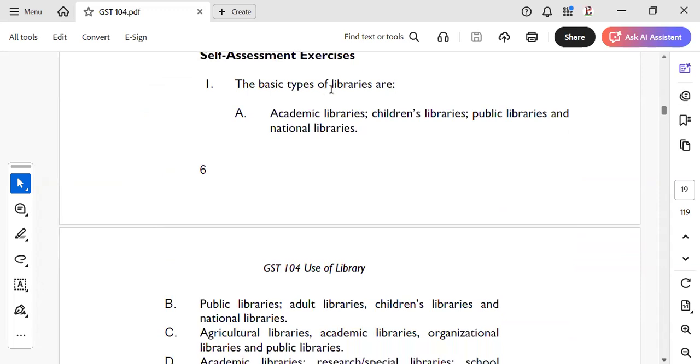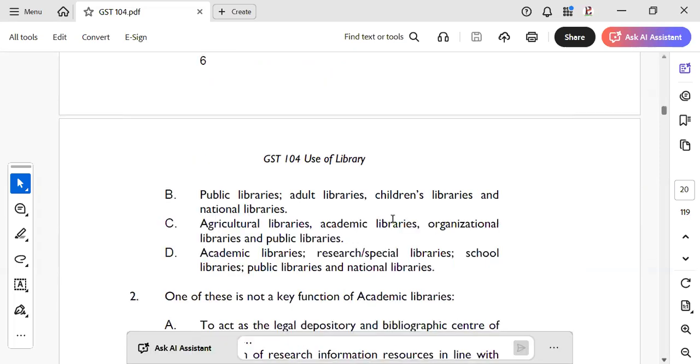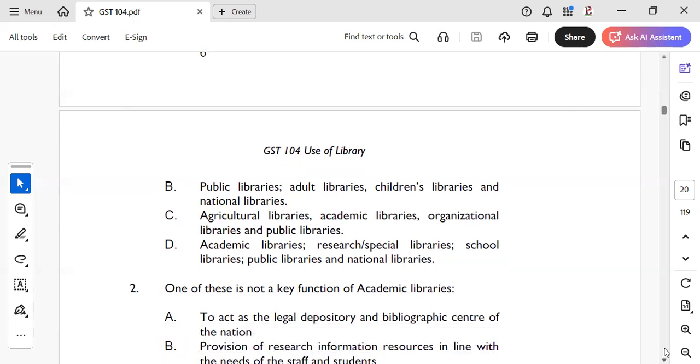The basic types of libraries are A, academic libraries, children's libraries, public libraries, and national libraries. B, public libraries, adult libraries, children's libraries, and national libraries. C, agricultural libraries, academic libraries, organizational libraries, and public libraries. D, academic libraries, research or special libraries, school libraries, public libraries, and national libraries. Which one is the answer? D. Thank you.